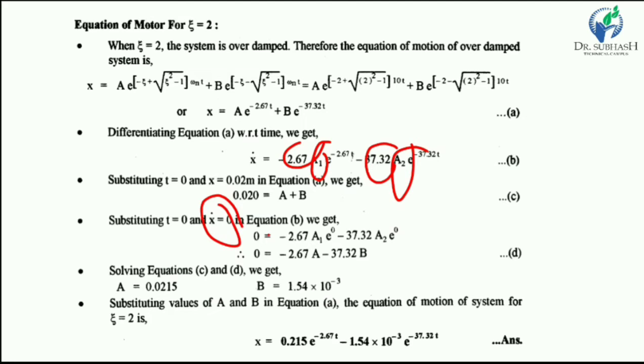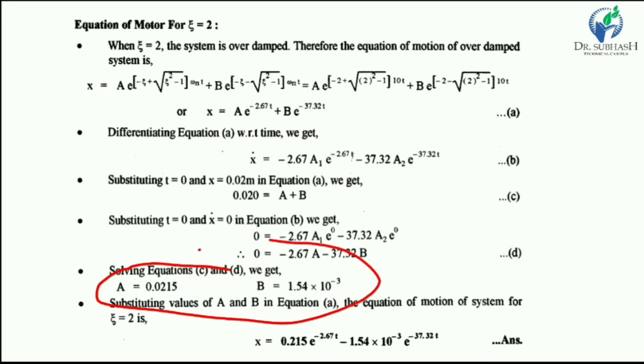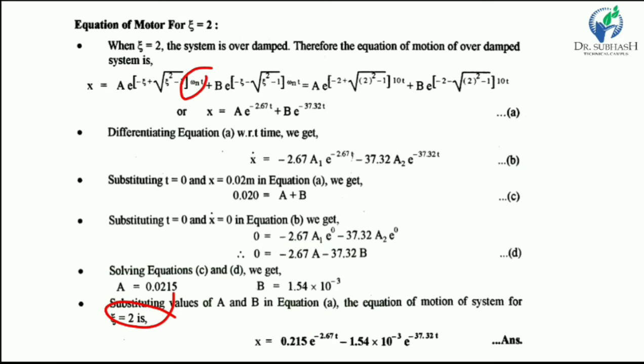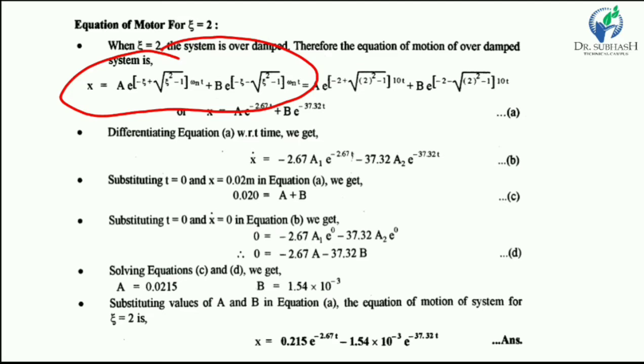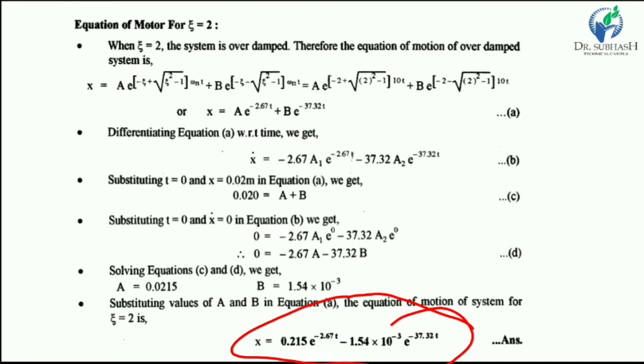So here the value of a is found in terms of b from the equation of c. Then a is put in, and we can find the value of b from this equation. So now we have the values of a and b, and the values of zeta and omega. Put these in the first initial displacement equation, then the only unknown is t, time. So according to time we can now find the displacement of the mass.